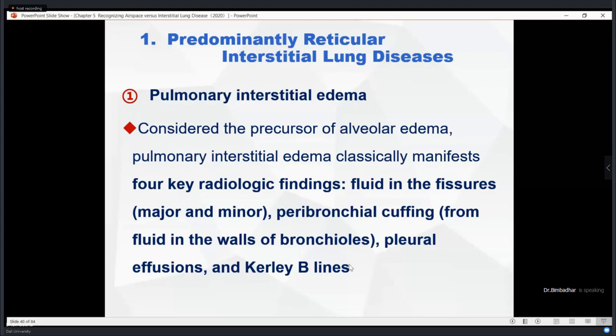Moving down, you can see this is actually the progression. First mild-grade fluid in the fissures, then peribronchial cuffing, then mild-grade pleural effusions, and then Kerley B lines start. Immediately after this they progress. If there is still more increased capillary permeability, there will be more increased capillary pressure. Slowly the fluid diffuses down into the alveoli and fills them up, giving a pattern called bat wings appearance.